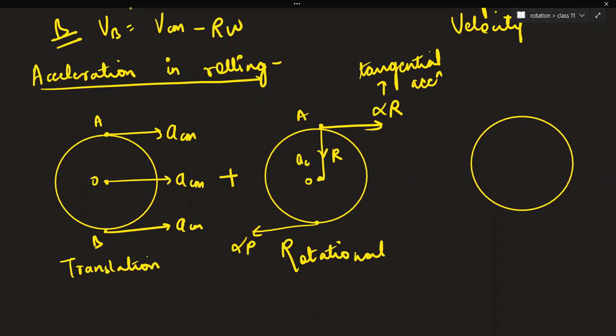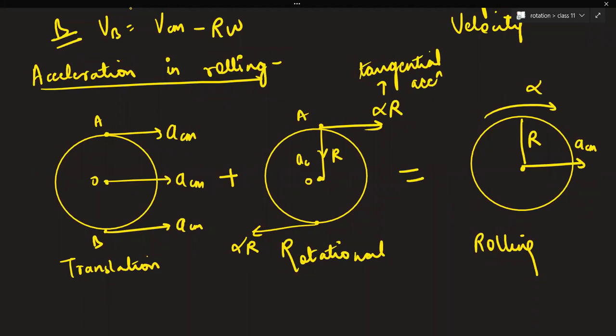Here, look class, this will be tangential acceleration for rotation. When you combine these two, you get rolling motion. For rolling motion, at the center, the acceleration of the center of mass will be present, and the alpha R component will also be present. Understood? As well as you will have centripetal acceleration also. The centripetal acceleration component will also come.